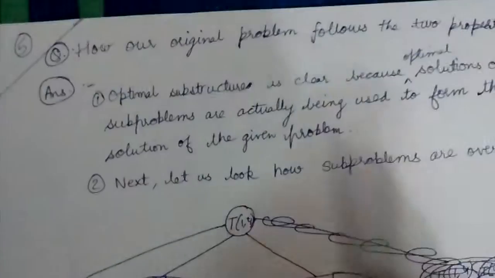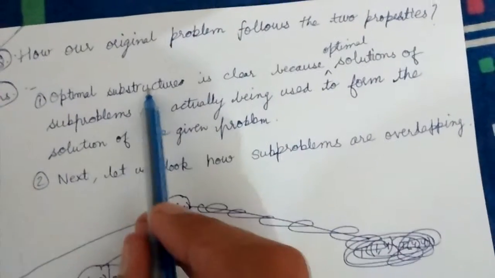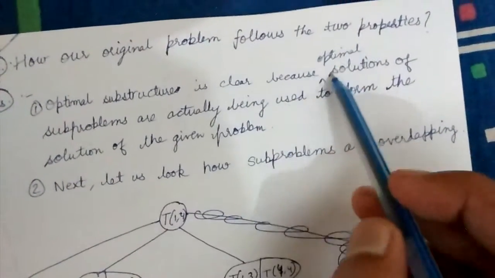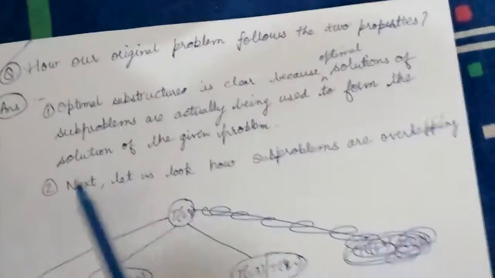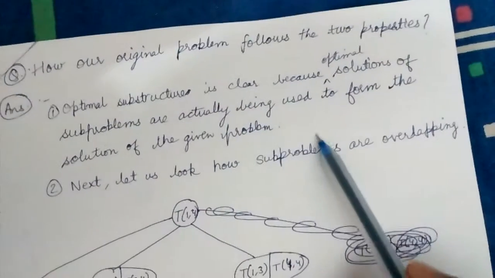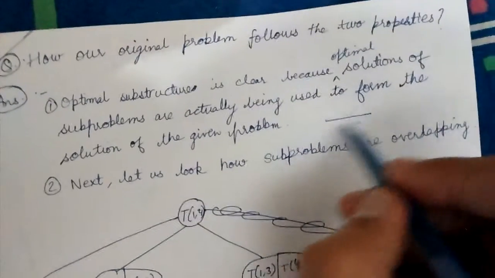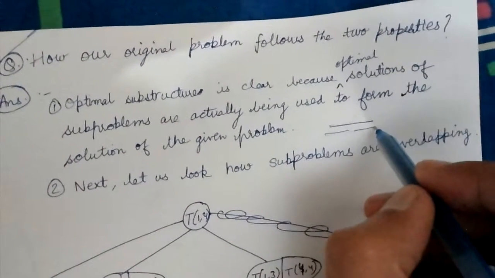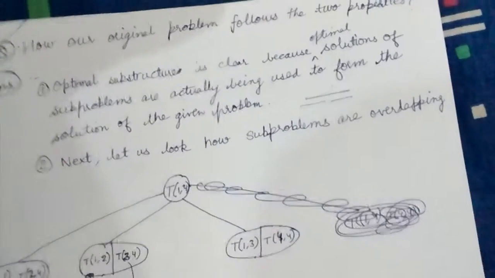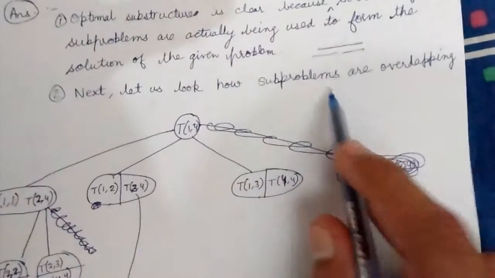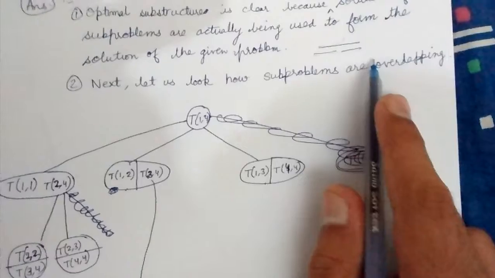So let's quickly look at how our original problem of Boolean parenthesization follows these two properties. The first property is optimal substructure. It is clear because optimal solutions of subproblems are actually being used to form the solution to the given problem, because we are separating i to j into two parts, i to k and k plus 1 to j. So optimal substructure is clear, and they are leading to the optimal solution of this problem.